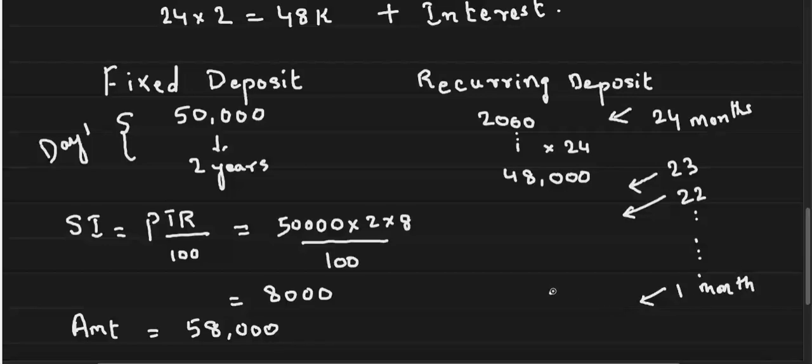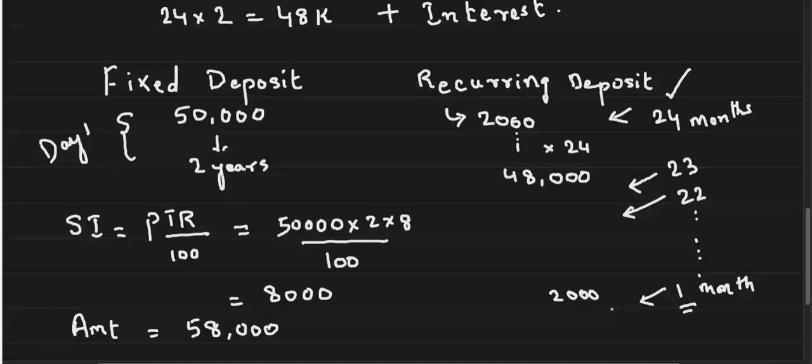So this final 2000 will be getting interest calculated for only 1 month, not for the complete 24 months. This is the major difference between a fixed deposit and a recurring deposit. Your money is not yielding interest from day one. Only the installment that you are paying every month is yielding interest for the complete term. As you go on, the term gets reduced and the interest also gets reduced.